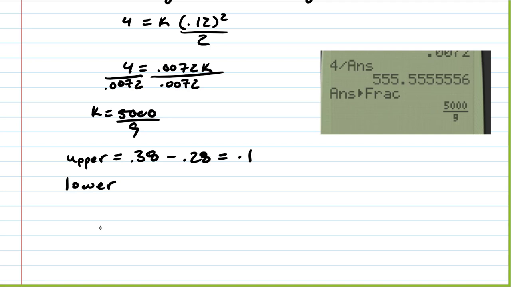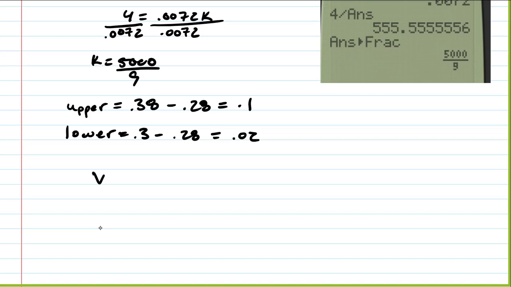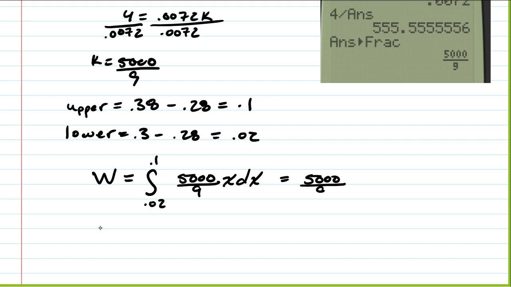Our new lower limit, we're going from 30, so that's going to be 0.3 minus 0.28, which gives us 0.02. Now our work to do this is going to be the integral from 0.02 to 0.1 of kx, and we just found k, so 5,000 over 9 times x dx. So we do our antiderivative: 5,000 over 9, and the antiderivative of x is x squared over 2. And we evaluate that from 0.02 to 0.1.